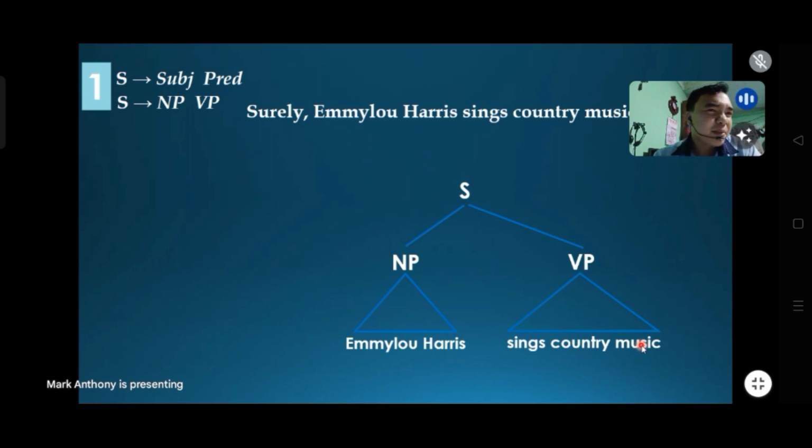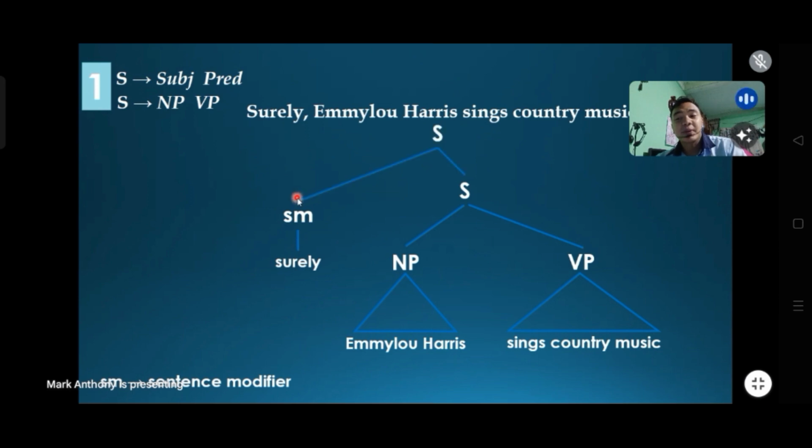But it seems that we're missing something. What is it that we're missing on this phrase structure tree? Of course, the word surely. Surely has a separate constituent because it is considered a sentence modifier. So there you have it. This is the basic phrase structure of the sentence.